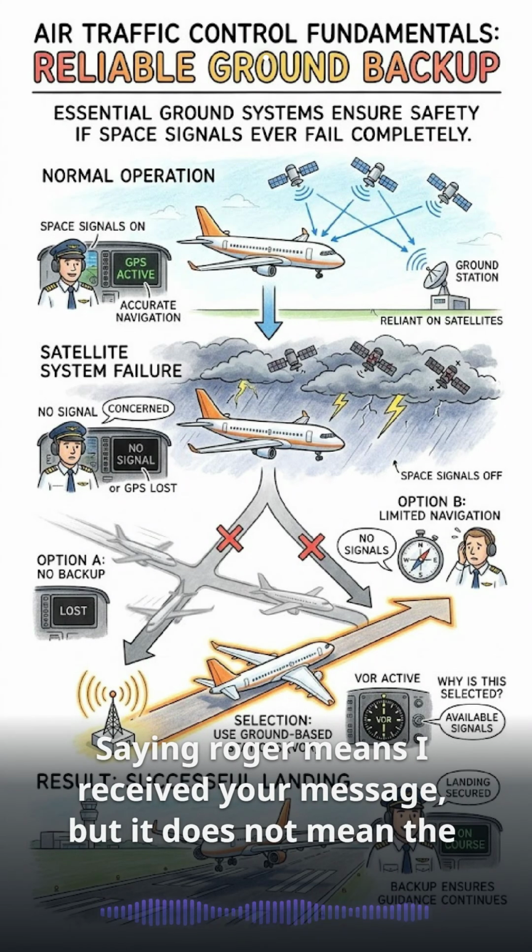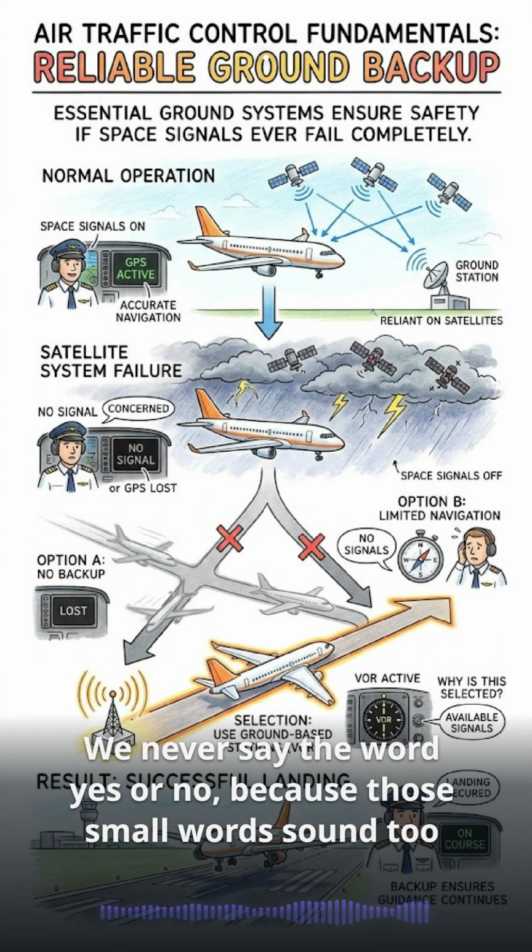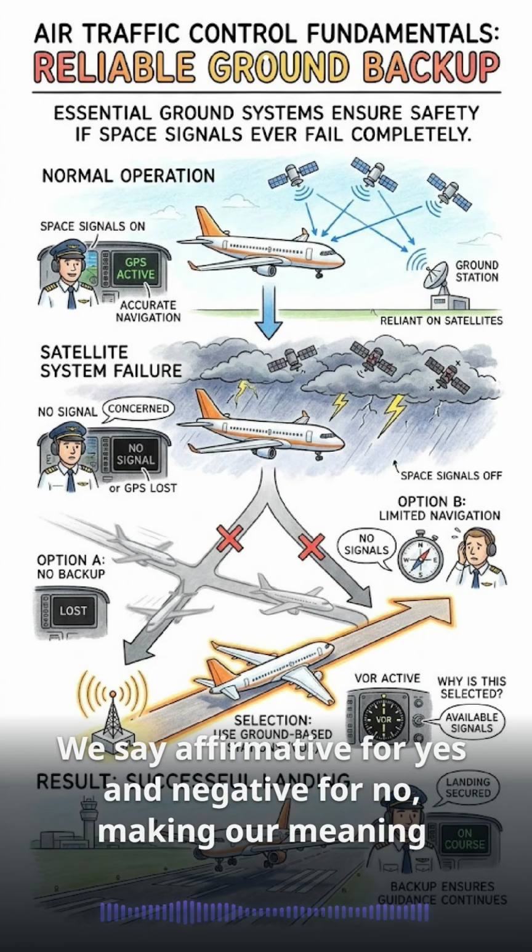Saying Roger means I received your message, but it does not mean the pilot has permission yet. Saying Wilco means I will comply safely, promising to do exactly what the controller just asked. We never say the word yes or no, because those small words sound too similar over static. We say affirmative for yes and negative for no, making our meaning completely clear to the pilot.